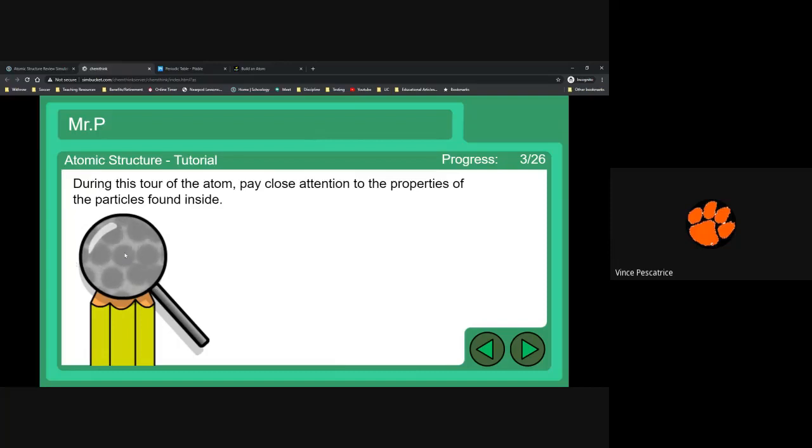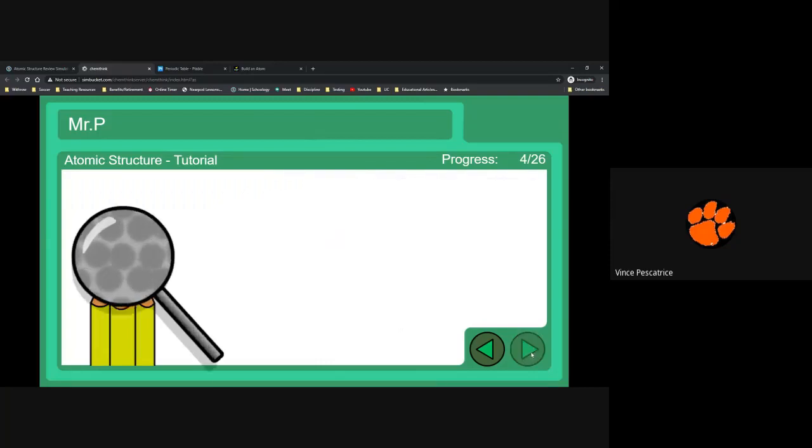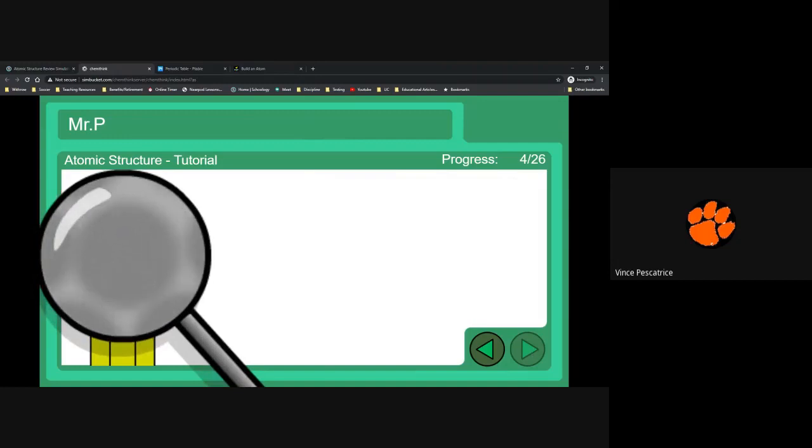The atoms sit there and they vibrate really close together like this. And that's what happens in a solid. So in a solid, the atoms are vibrating back and forth. In liquids and gases, they're bouncing apart, farther apart. But we'll get to that later, after the periodic table. So it's going to zoom in even more, and we're going to focus on one atom.